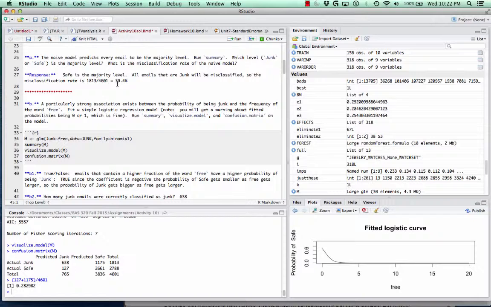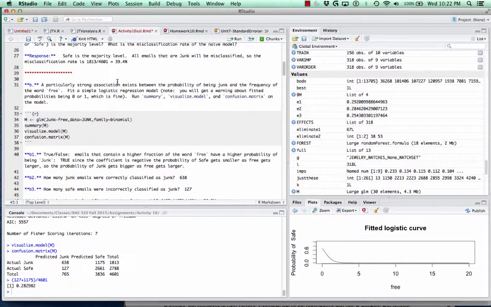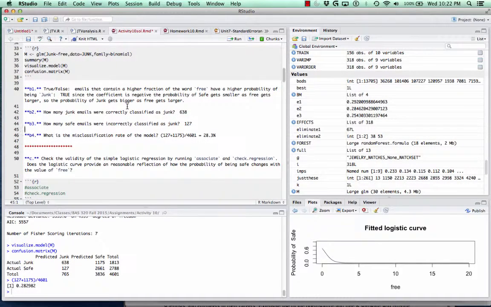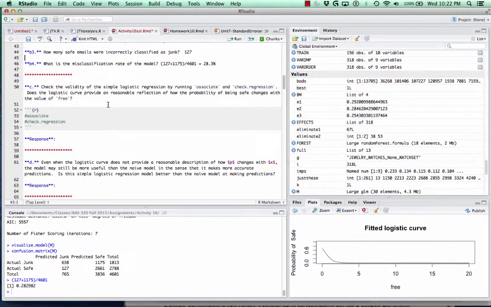All right, so not bad. We actually beat the misclassification rate of the naive model, so our simple logistic regression model definitely does much better than using no model at all to make that classification.